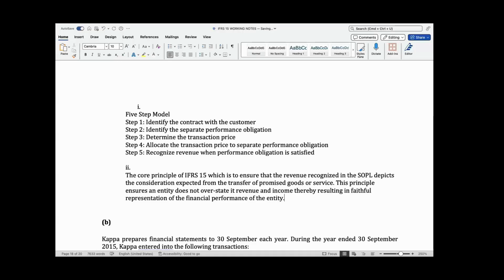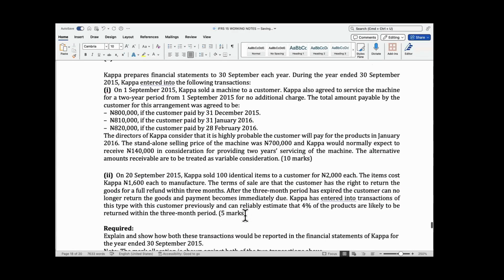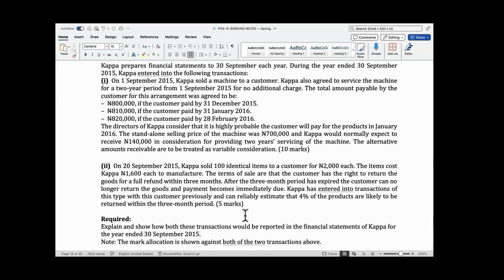So the major way this new IFRS 15 is improving is in the core principle, because with IFRS 15 now, you cannot recognize revenue if you have not transferred goods. That means there's no room for you to overstate your revenue. So an entity would never overstate its revenue and income. You would faithfully represent your financial performance because you only recognize revenue when you have sold. So with that, it helps improve the financial performance. Okay, let's go to the second part, the B part.